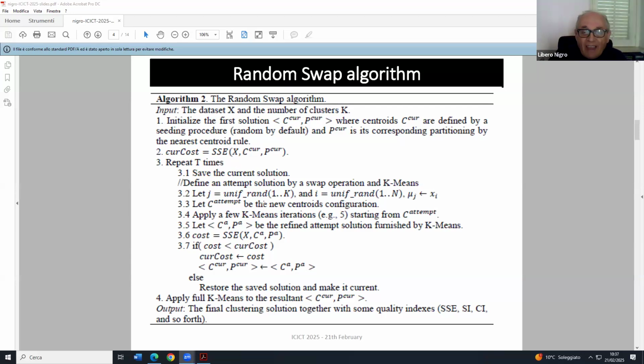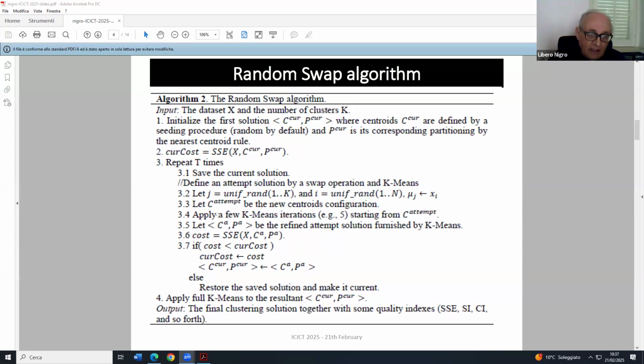Now, essentially, what we do with the random swap is, at each iteration, select a point randomly in the data set and replace a randomly chosen centroid in the current vector of centroids.